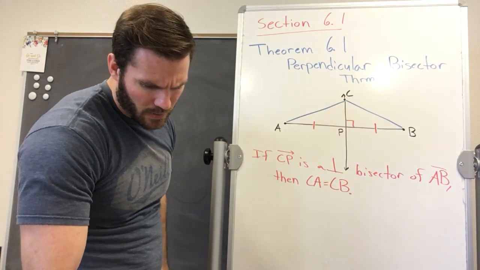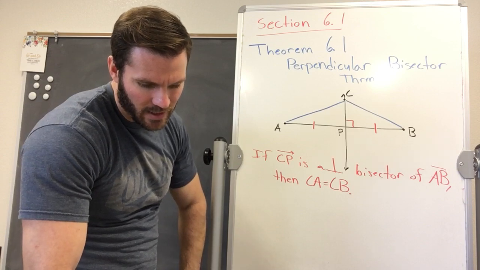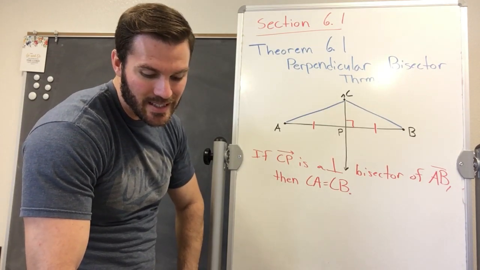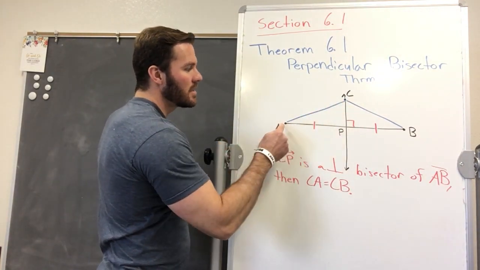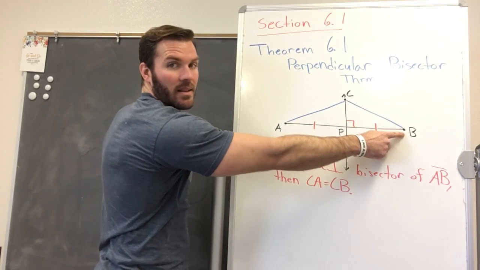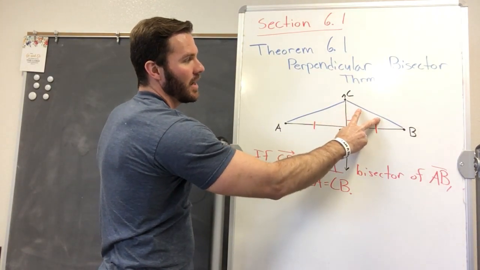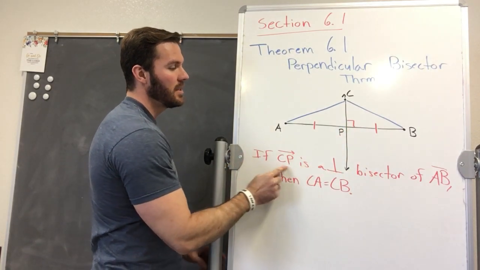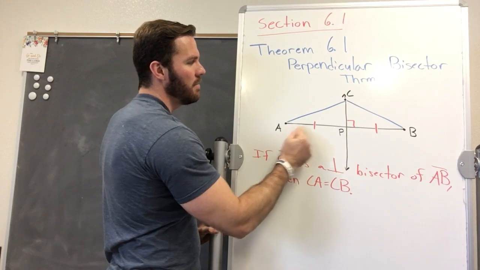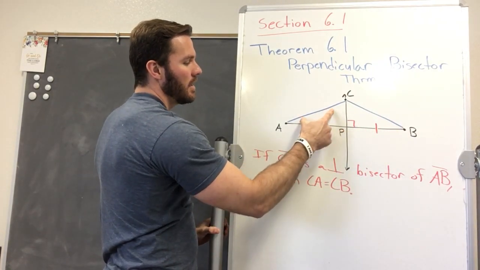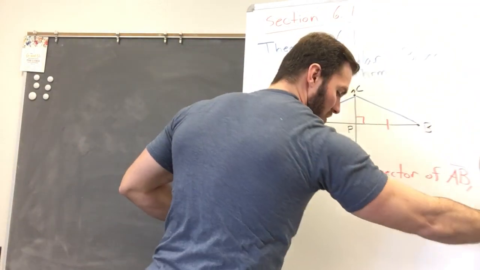If a point lies on the perpendicular bisector of a segment, then it is equidistant from the endpoints. It is the same distance from the endpoints of that line. So AC is going to be the same length as BC. So if CP is a perpendicular bisector of AB, then CA is equal to CB. Okay? And let's do some examples.